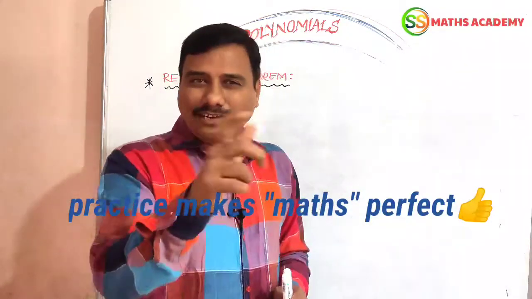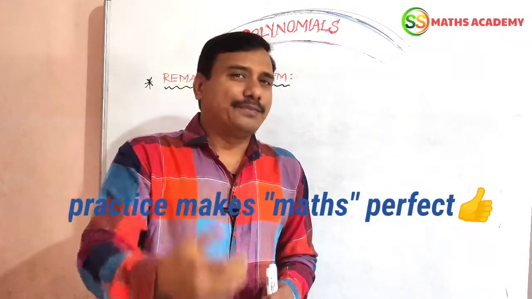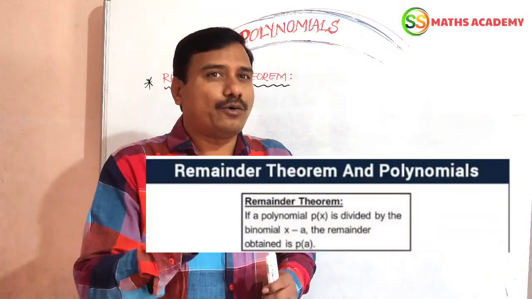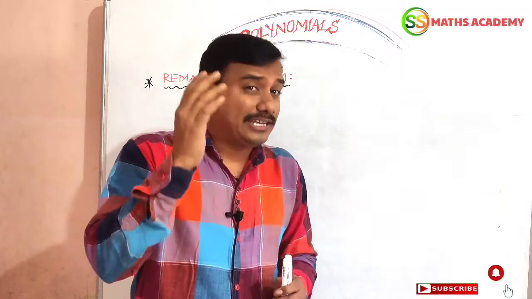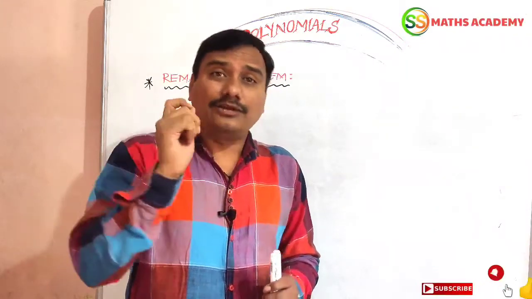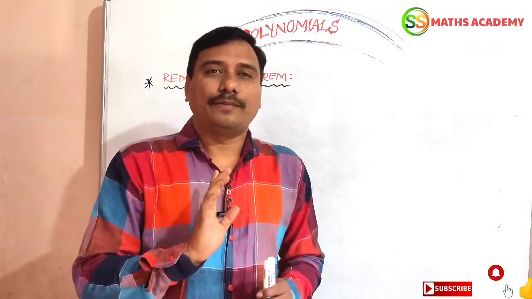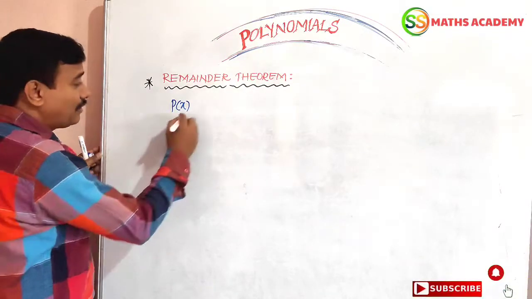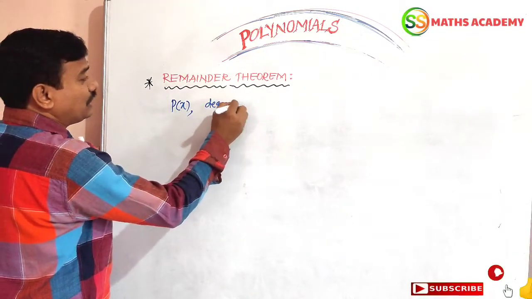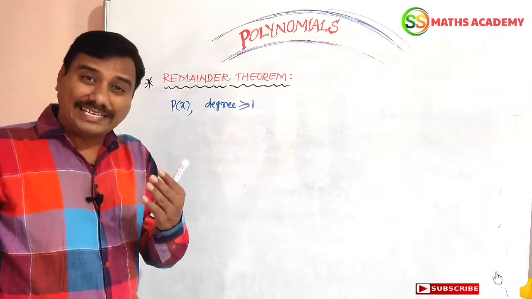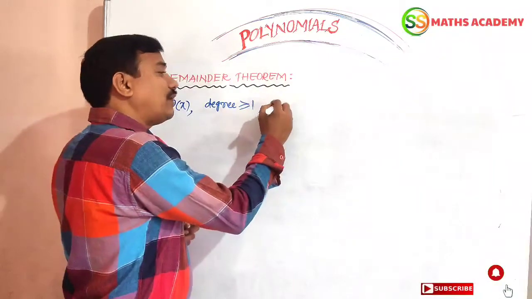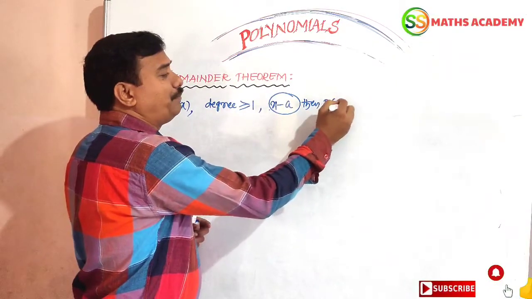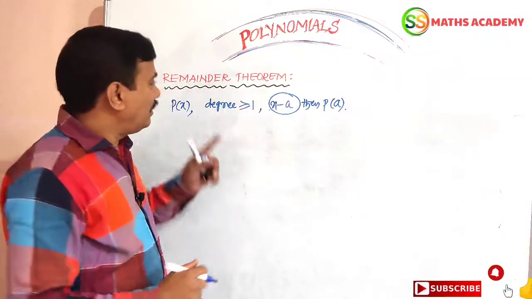The remainder theorem is this: p of x is any polynomial having degree greater than or equal to 1. Suppose this p of x is divided by x minus a, one factor, then the remainder will be p of a. This is called the remainder theorem. Once again, p of x is any kind of polynomial, its degree is greater than or equal to 1.